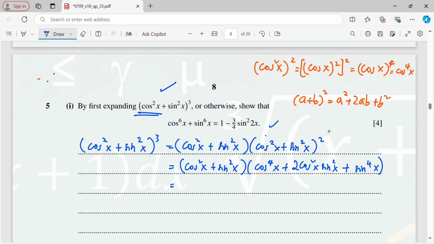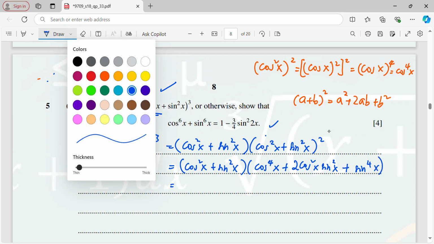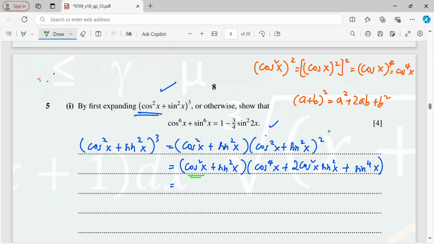And now here, I will do expansion. So this cos square x times the whole bracket. So you just change the first term into cos degree 6x because we have this formula.